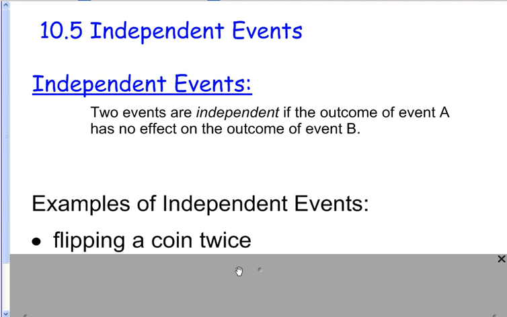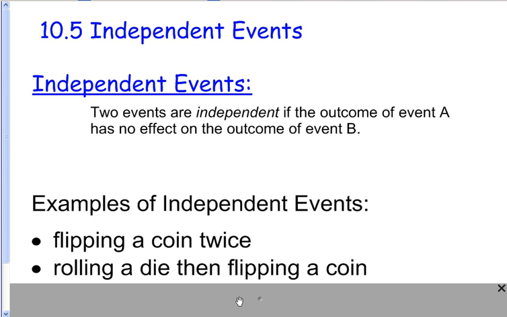So if you get heads on the first coin, that really does not affect what happens on the next coin. And so a lot of times, you could say to somebody, if you flip a coin 10 times and it lands heads 10 times in a row, what are the chances that it lands heads on the 11th time? And a lot of people would think, well, not very good, because the chances of that happening 11 times in a row is not good. But really, the 11th flip has nothing to do with the previous 10. So it's still 50% on that 11th flip. Okay, so flipping a coin twice, those are independent events.